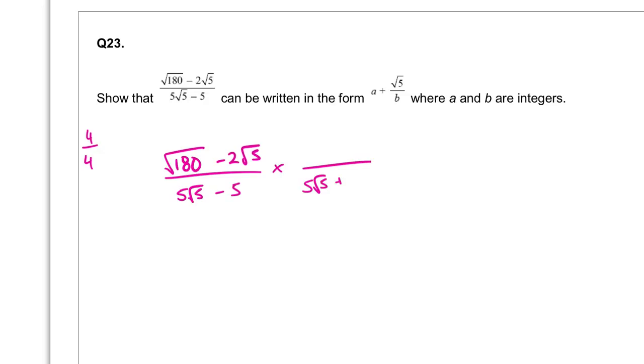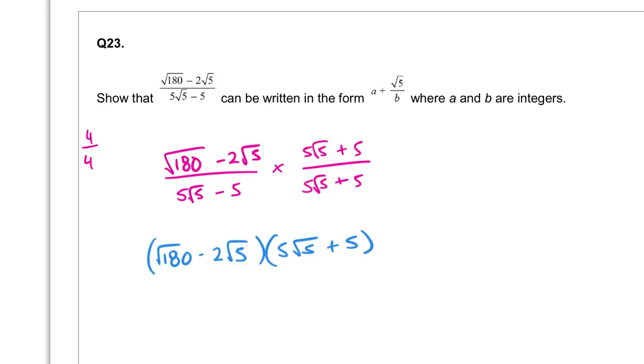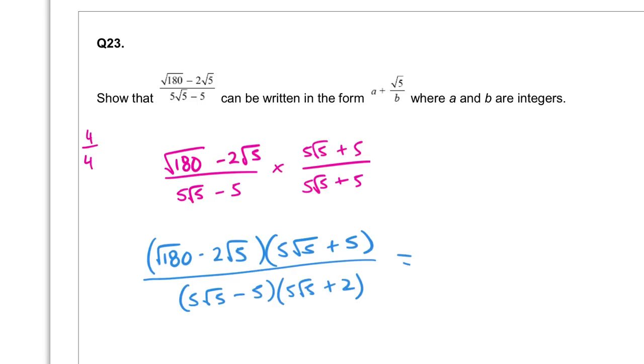Okay, so we're going to multiply this by root 5 plus 5 over 5 root 5 plus 5, because this is going to give me the difference of two squares form, which means I get a square number on the denominator, so I'm not going to have a surd. So we can literally rewrite this again using our brackets so that we make sure we get this correct. Some people like to do this because when they expand two brackets, it makes it easy for them. So root 180 times 5 root 5.